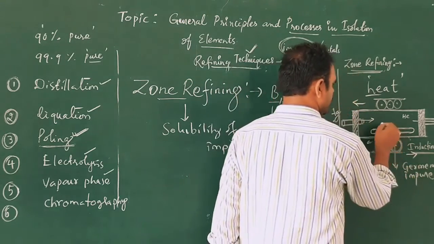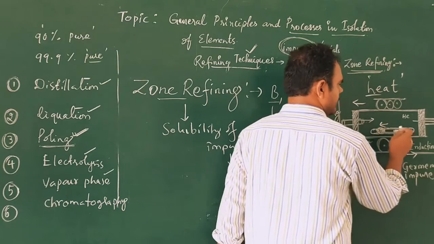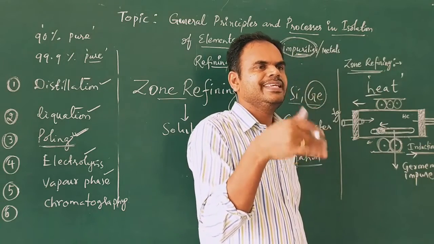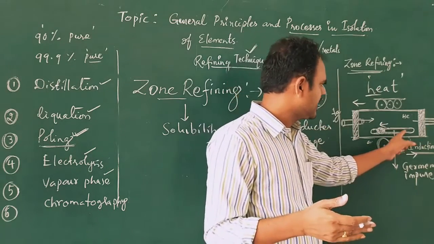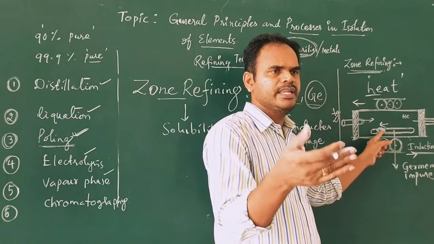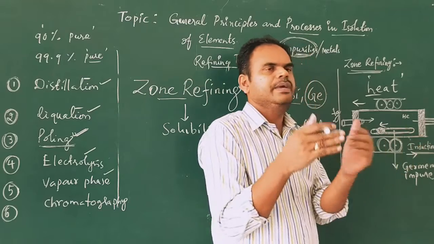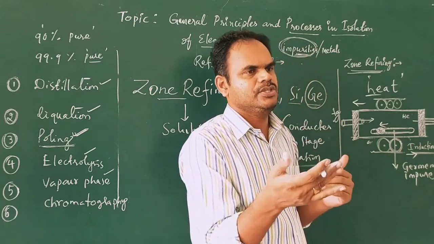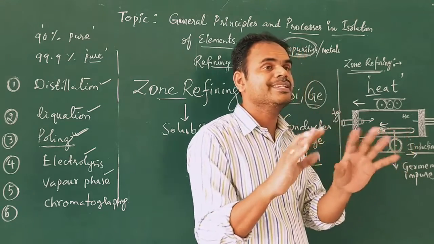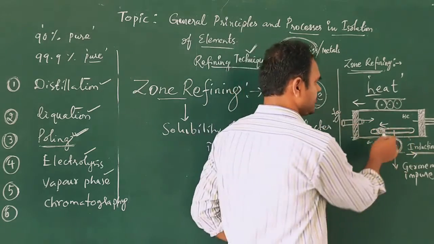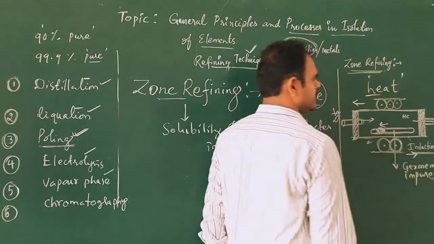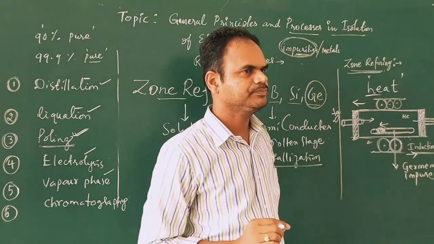Here, for example, the molten impurities are brought here, and behind this, the germanium will be undergoing crystallization, recrystallization. First the metal is heated and the impurities get into the liquid, molten form. Then immediately the metal will be subjected to recrystallization. While the metal is recrystallizing, the impurities will not be crystallized. Impurities will still be in the molten stage. They keep moving forward. The metal will be behind, undergoing recrystallization.